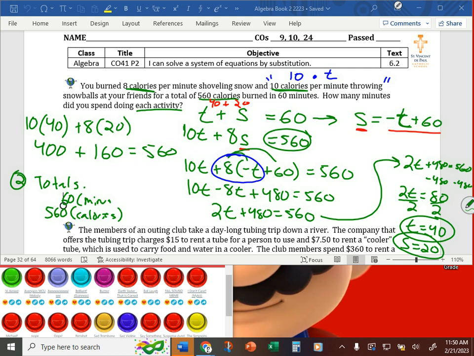Anything else? Okay. We'll go through another one. Sure, Jack. But what if you're eating while shoveling? So what we're solving for is the minutes shoveling and the minutes throwing, right? So it's the time that you spend doing something. Oh, you can't have a negative time. Okay. All right. Next one.